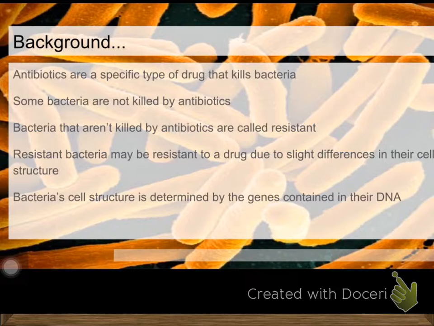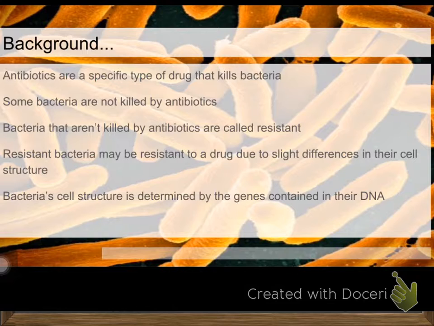Background. Antibiotics are a specific type of drug that kills bacteria. Some bacteria are not killed by antibiotics. Bacteria that aren't killed by antibiotics are called resistant. Resistant bacteria may be resistant due to slight differences in their cell structure. Bacteria's cell structure is determined by the genes contained in their DNA.